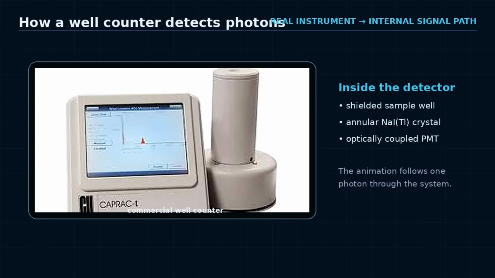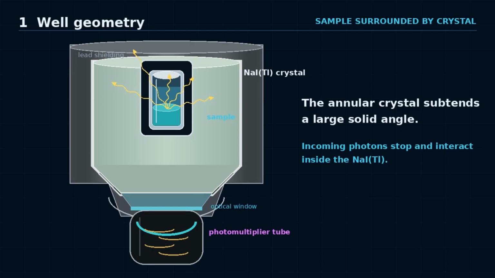A well counter detects and measures gamma photons emitted by a radioactive sample. Let's follow one photon through the detector. The sample is placed inside a deep well in the sodium iodide crystal. Because the crystal surrounds the sample, a large proportion of the emitted photons enter the detector.